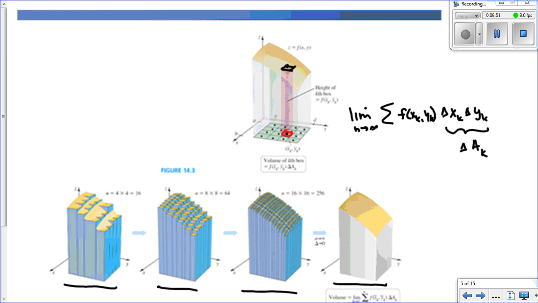Now n here is referring to the number. So k goes from 1 to n. N is the number of those rectangular regions in that partition of R. So taking that limit is what's going to give us that volume. And the way we're going to denote that is using an integral.